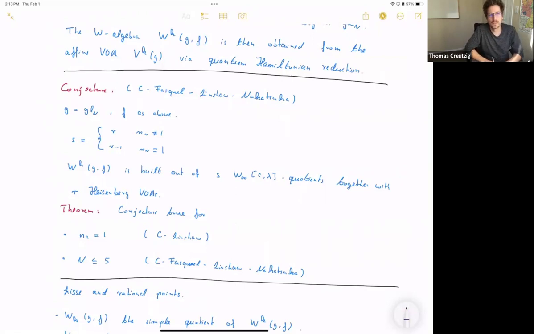is built out of S, so a bunch of W infinity quotients of Andy's type, together with a bunch of Heisenberg VOAs. In fact, one could have incorporated these Heisenberg VOAs by immediately defining W infinity as W 1 plus infinity, including a Heisenberg field, which in fact physicists often do. And so this conjecture has a longer motivation.